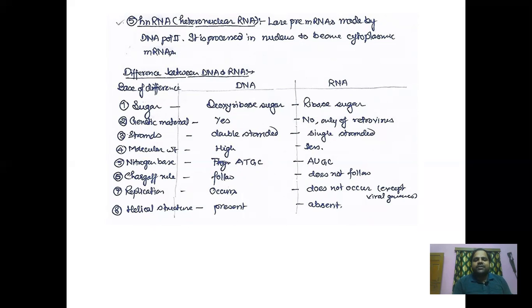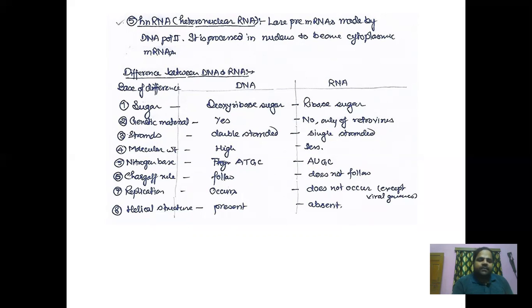The third point is strands. DNA is a double-stranded structure, however, RNA is a single-stranded structure. The fourth point is molecular weight. The DNA's molecular weight is high as compared to RNA. The next point is the nitrogenous base. DNA's nitrogenous bases are A, T, G, C: adenine, thymine, guanine, and cytosine. But in case of RNA, there is uracil in place of thymine.